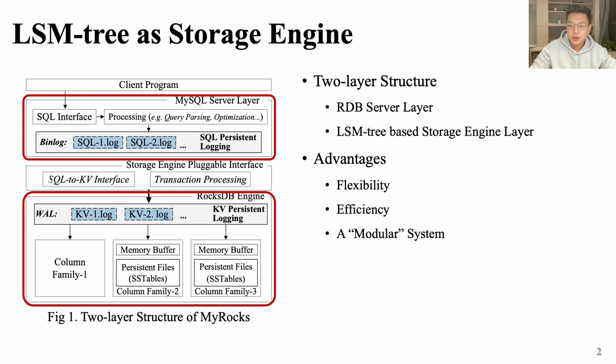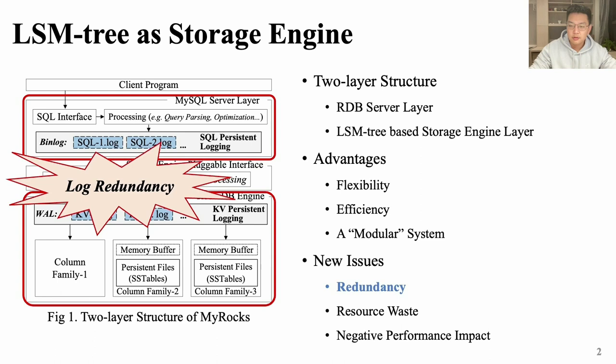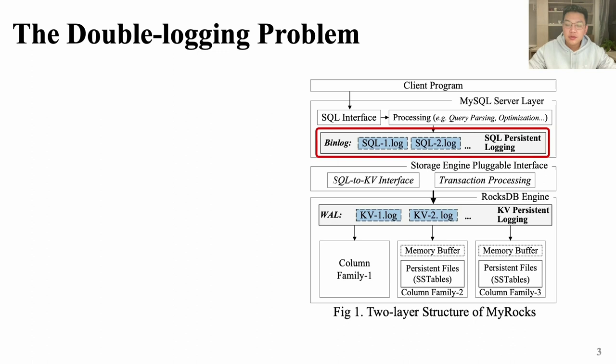However, as a complete data store itself, the LSM-tree-based storage engine has many functions similar to the RDB atop it. Some of these functions are redundant and unnecessary, which can cause severe resource waste and negative performance impact. One such critical component is log, which is the focus of this paper. In an RDB system, a bin log records all persisted SQL statements. Once a system crash happens, the SQL statements in the bin log are replayed for data recovery.